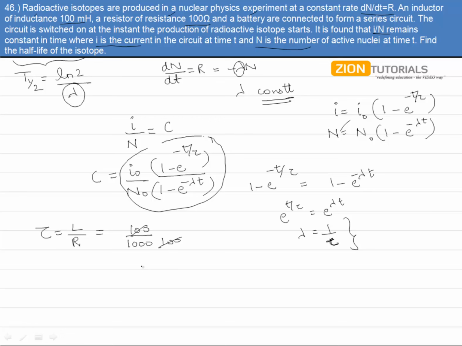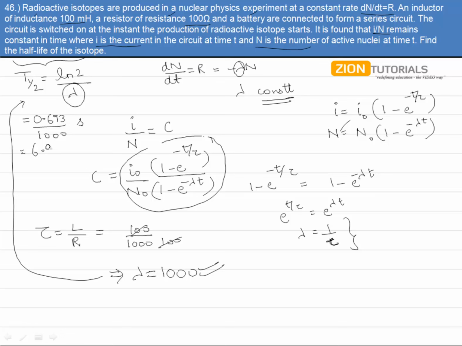So lambda comes out to be 1000. Now putting this value of lambda back into the equation of half-life, we get this half-life to be 0.693 over 1000, and the unit being in seconds, writing it as 6.93 into 10 to the power minus 4 seconds.